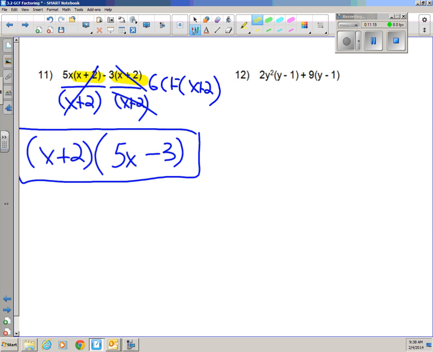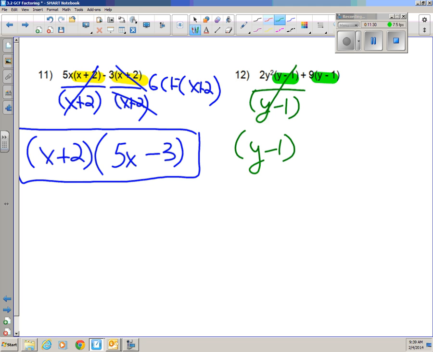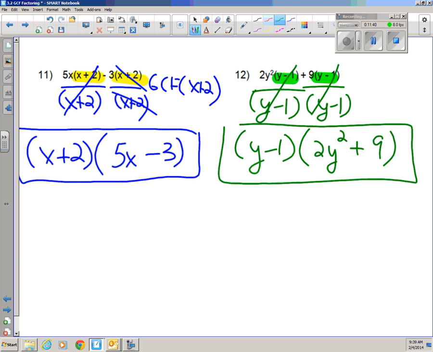And again, if you take a look at this next one, the common factor is the y minus 1. So my GCF is y minus 1. When I divide that out, I'm left with 2y squared plus, and when I divide this, I'm left with plus 9. So basically what happens when there are binomial GCFs is you get rid of those binomial GCFs, and then what's left over is what's on the outside of the parenthesis.